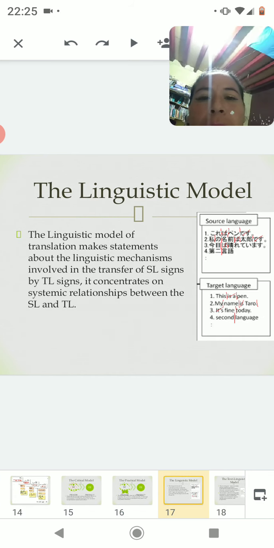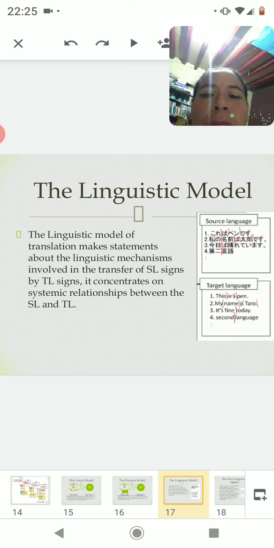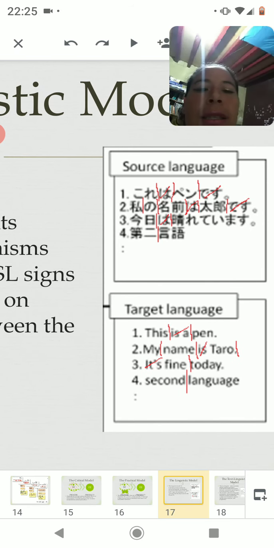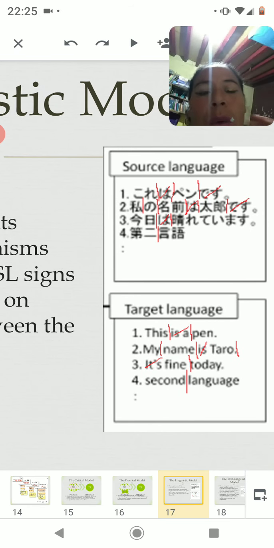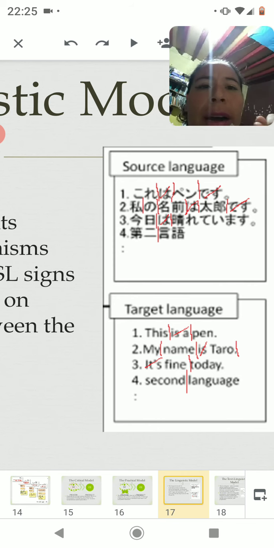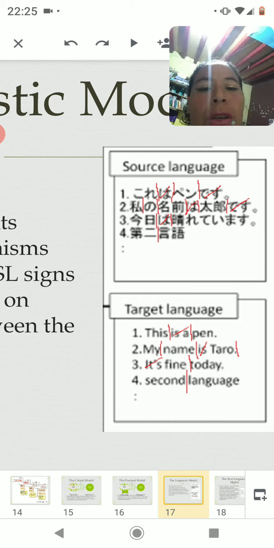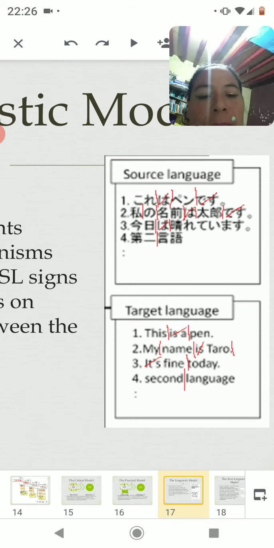The linguistic model says that translation makes statements about the mechanisms of transfer from source language to target language. Here we have Japanese, and we have to know that there are particles that are not able to be translated. We transfer it, but the characteristics of each language go in a different way. In English, for example, we have the verb to be. In Japanese, we don't have it, but we have particles that allow us to know if it's a sentence or complement a sentence.